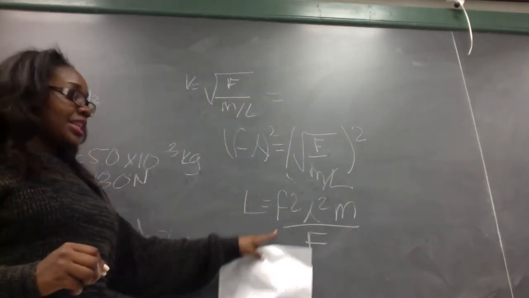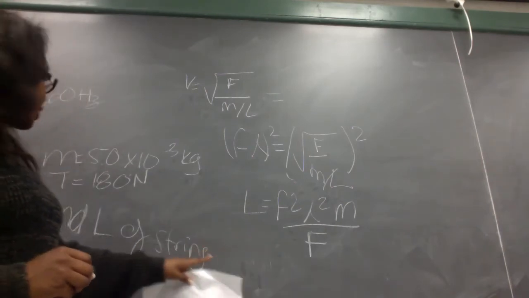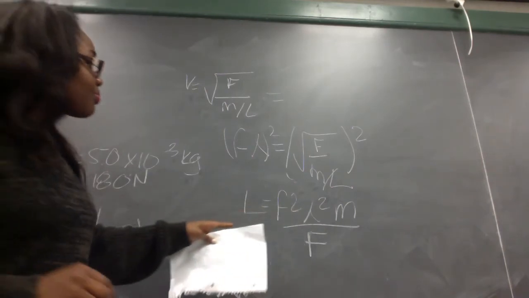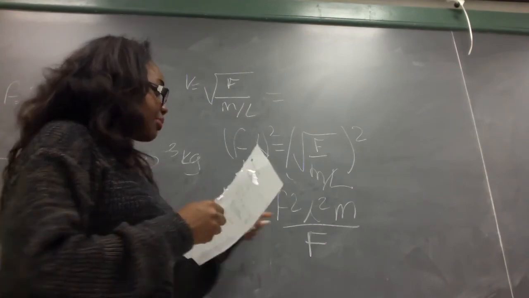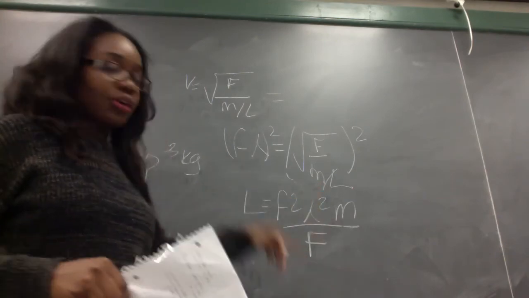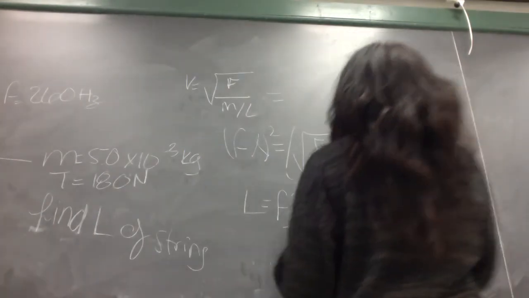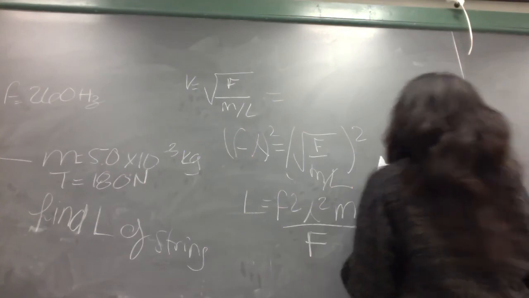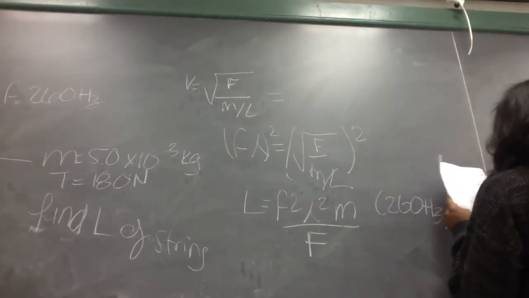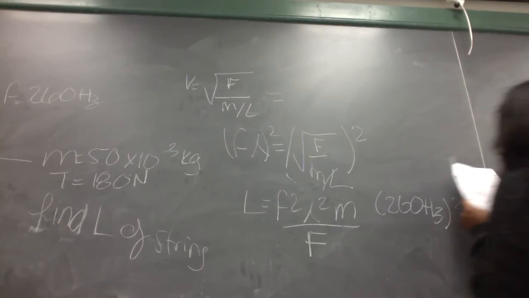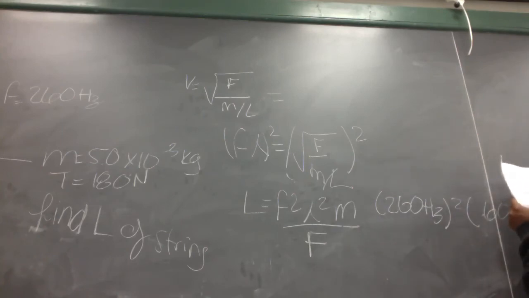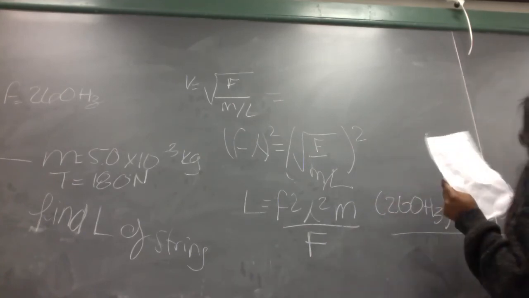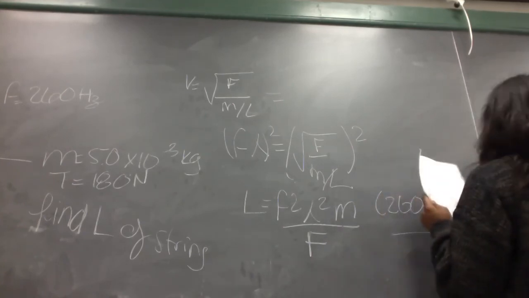So now we're going to just basically plug and chug all the information we were given. We were given the frequency, the wavelength, the mass, and the force. So what we're going to have now is 260 hertz squared times 0.60 meters squared times 5 times 10 to the negative 3 kilograms, with that divided into the force, which was 180 newtons. So this is what we have next.